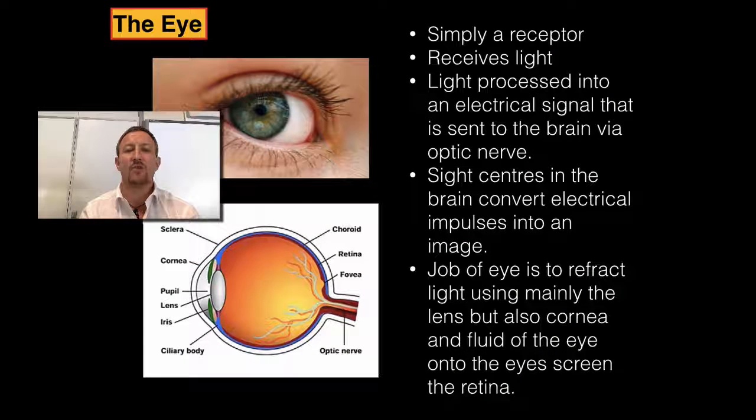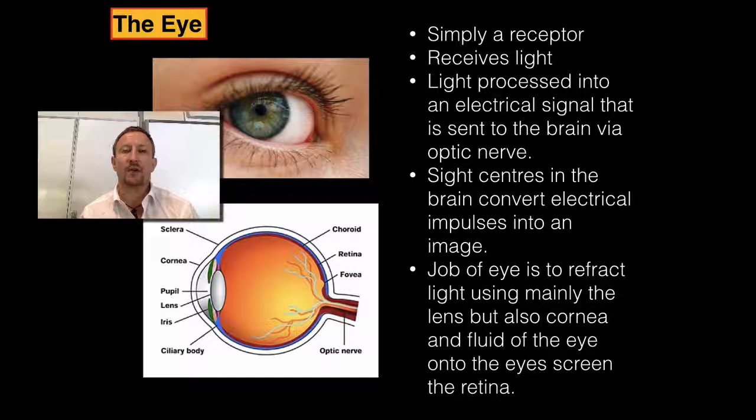So let's just give an overview of what the eye is. Well, basically an eye is a simple receptor. All it does, or the job of it, is literally to take in light, different types of light which are being reflected off different surfaces. That light is then focused onto a screen, the screen being the retina at the back of our eye. It's converted into an electrical signal, and then that electrical signal is sent via the optic nerve to the brain. The brain then interprets these electrical signals as the vision that we see today.